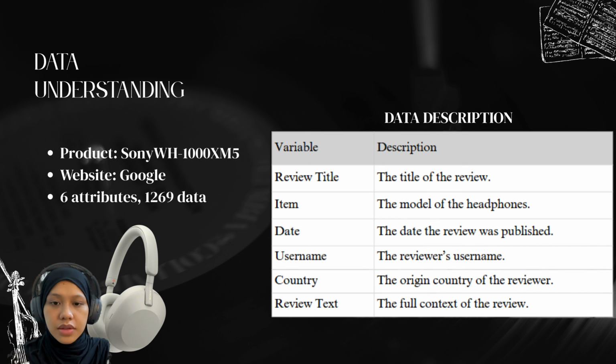The first variable is the review title, which is the title of the review. The second variable is item, which is the model of the headphone. The third variable is date, which is the date the review was published. The fourth variable is username, which is the reviewer's username. The fifth variable is country, which is the origin country of the reviewer. And the last variable is review text, which is the full context of the review.